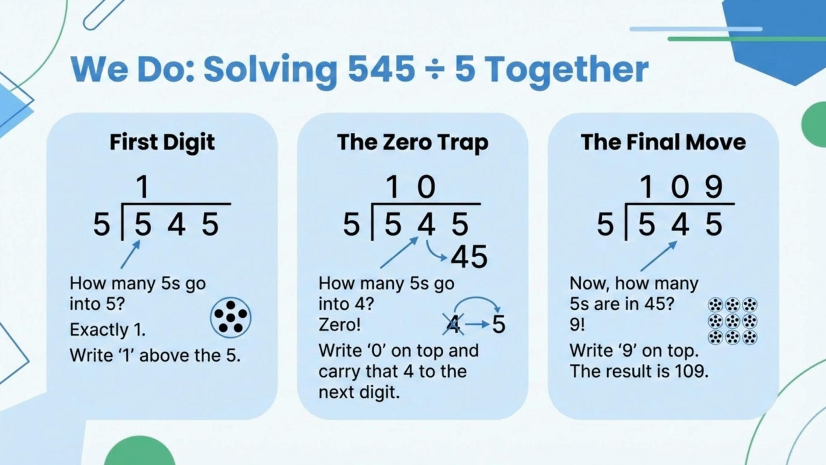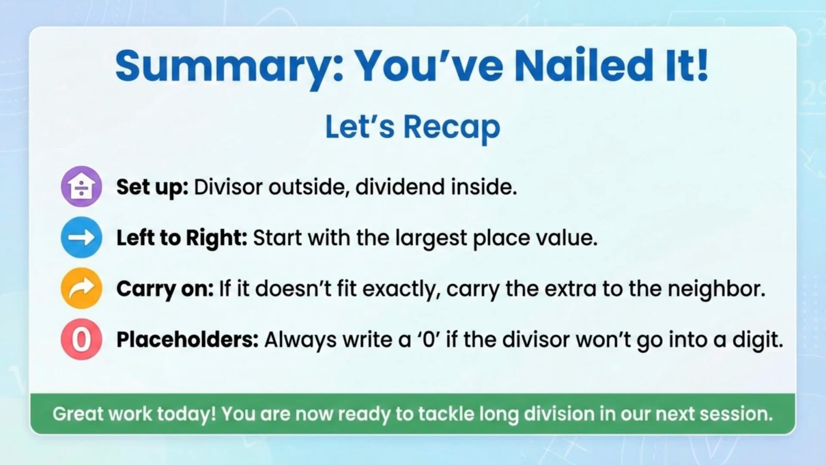Now, let's solve 545 divided by 5 together. First, 5 goes into 5 once. Next, for the zero trap, 5 goes into 4 0 times, so write 0 and carry the 4. Finally, 5 goes into 45 9 times. The result is 109.